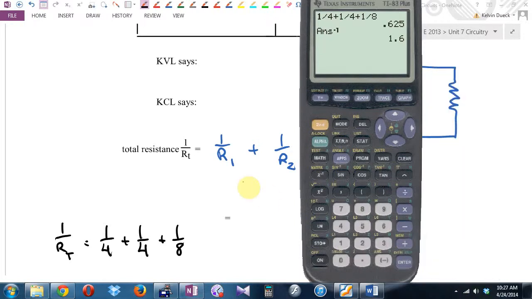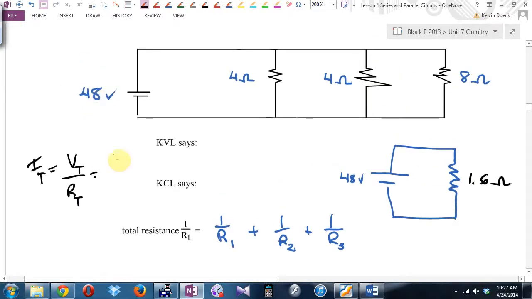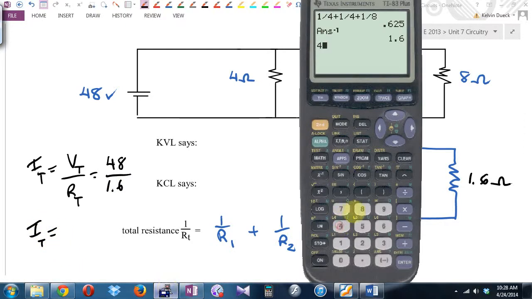So here's what that says. I can replace those 3 parallel resistors with 1 resistor. How big? In other words, on my sketch, why is that so handy? Because I total equals V total over R total. Total voltage, what did I say it was, 48? Total resistance, 1.6. What's the current leaving the chairlift? 30 amps.